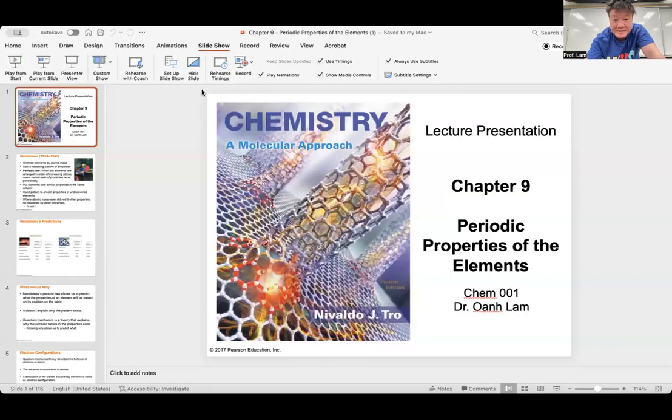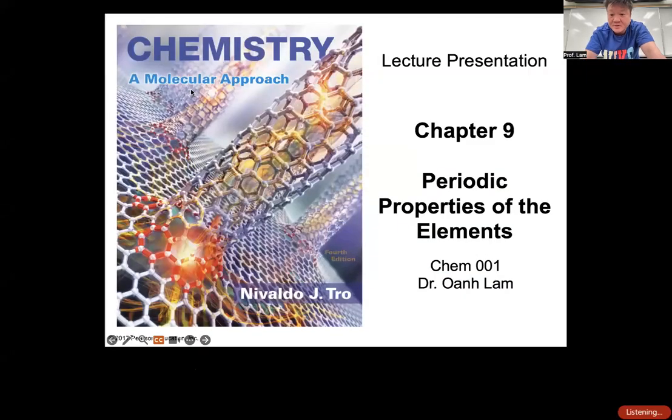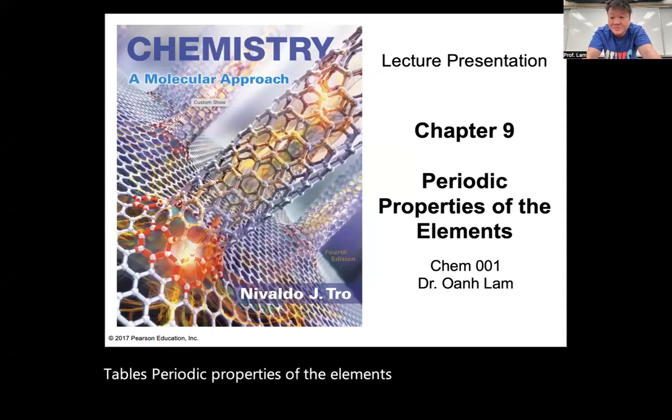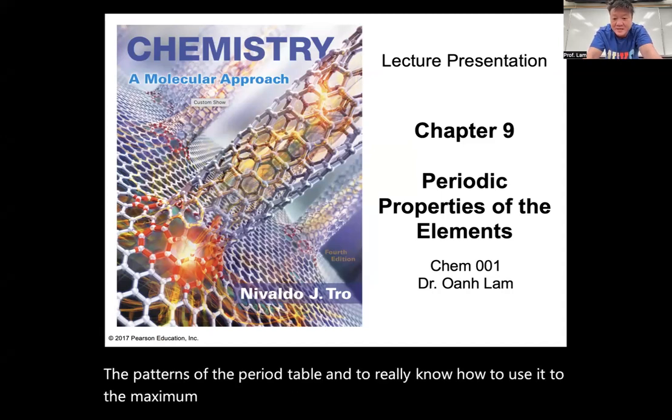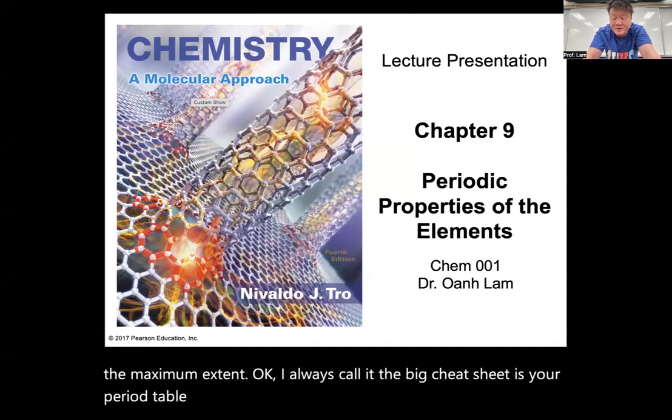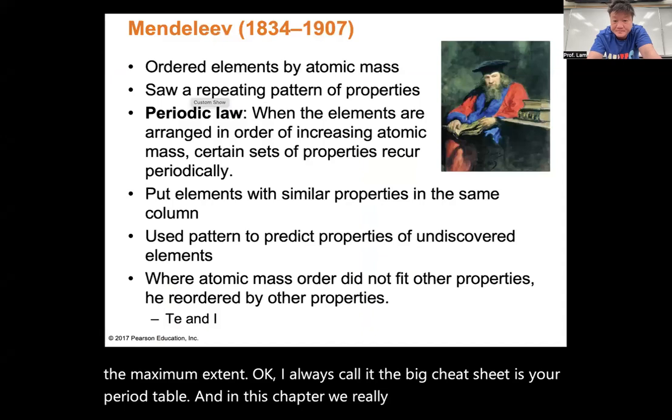So chapter 9 is on the periodic table, the periodic properties of the elements. In this chapter, I'm going to be showing you the patterns of the periodic table and how to use it to the maximum extent. I always call it the big cheat sheet to your periodic table, and in this chapter, we really learn how to use it.